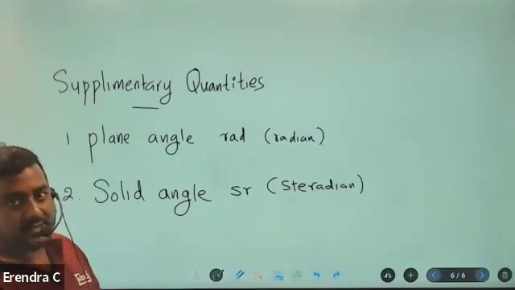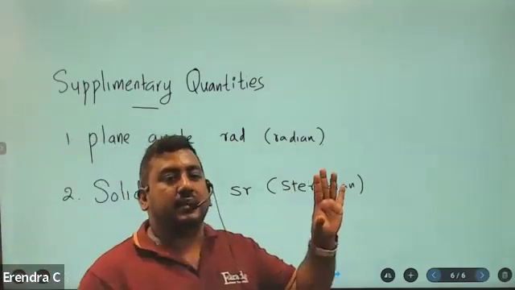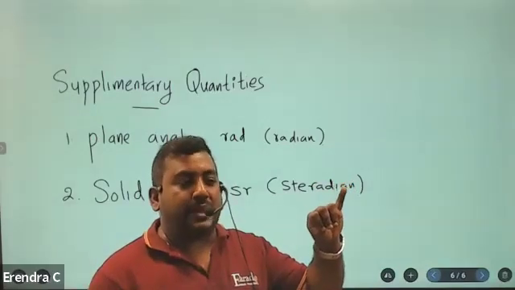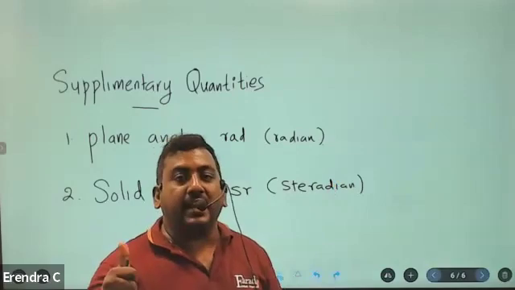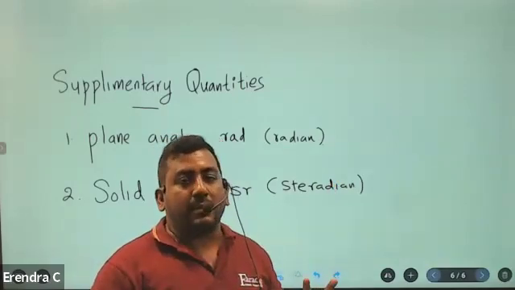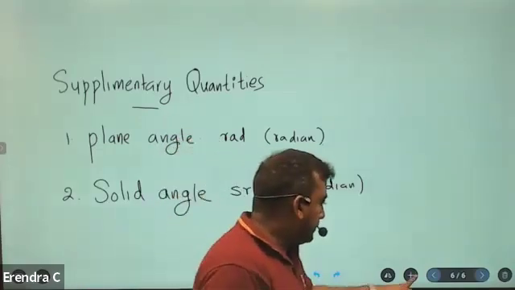Right. So 7 fundamental quantities. Quickly tell, what are your fundamental quantities? Mass, length, time, thermodynamic temperature, electric current, substance of matter, luminous intensity. 2 supplementary quantities, what are they? Plane angle, solid angle. Right.